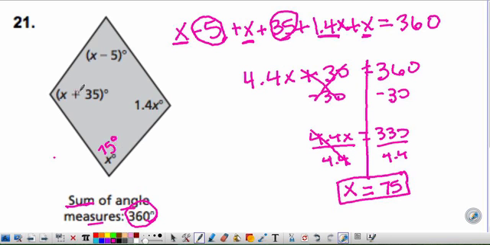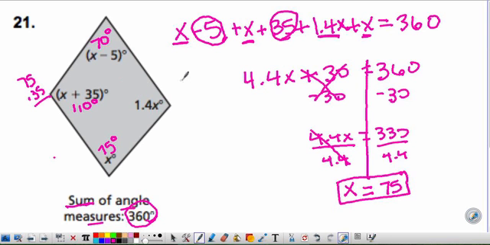What is 75 plus 35? 70 plus 30 is 100. 5 and 5 is 10, so we have 110 degrees. If you can't do the mental math, come over here and set it up. 75 plus 35. This is 75 minus 5, which is 70 degrees. This is 1.4 times 75.